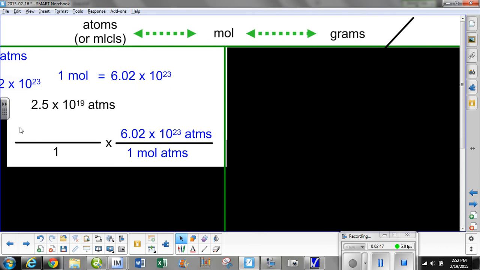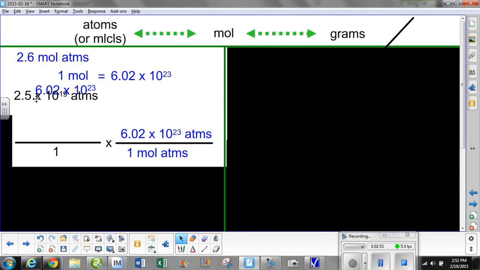2.6 moles of atoms. I think that's what I had to begin with. At any rate, if we had the 2.6 moles of atoms, this fraction is going to get us where we want to go, which is the moles.